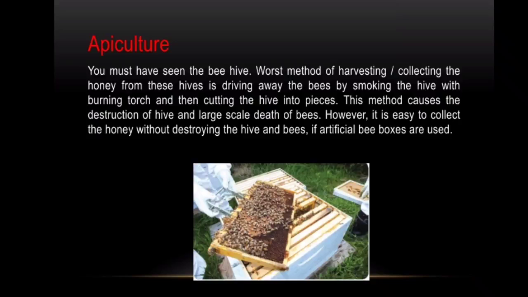Apiculture. You must have seen a beehive. The worst method of harvesting honey from these hives is driving away the bees by smoking the hive with a burning torch and then cutting the hive into pieces. This method causes the destruction of the hive and large scale death of bees. However, it is easy to collect the honey without destroying the hive and bees if artificial bee boxes are used.